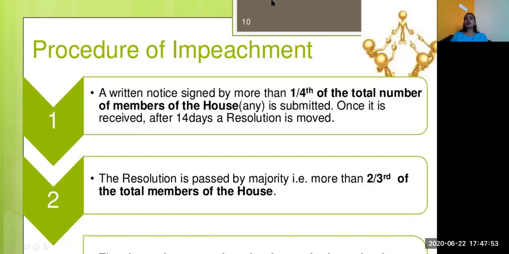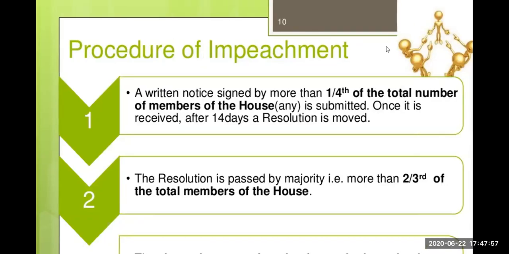Now there is a particular procedure for how this impeachment is carried out. First of all, if the president is found guilty on the basis of misbehavior or incapacity, this resolution will be raised in either house. Suppose it is raised in Lok Sabha, 1/4 of the total members of the house need to sign that notice that we don't want so and so president in the office due to these particular reasons. Now this entire process will be conducted within 14 days. Within these 14 days, when the resolution is passed by 2/3 majority of the total members of the house, the impeachment procedure is completed and then the president or the vice president is removed.